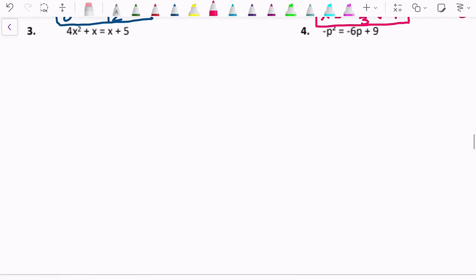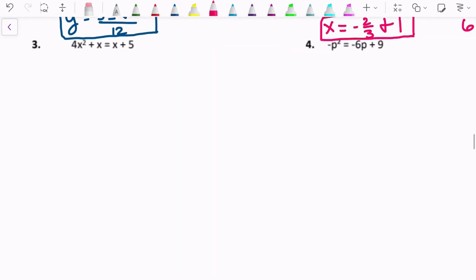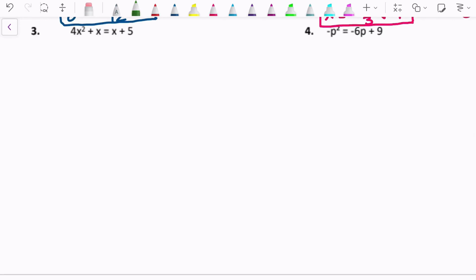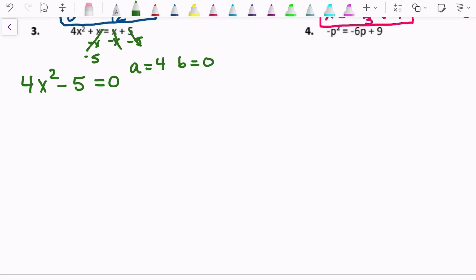Number 3. We have 4x squared plus x equals x plus 5. I want to get this in standard form. And so my first step is going to be to get this x to go over and the 5. There's nothing to combine the 5 with though. So when I do this, it's going to be 4x squared. X take away x cancels out. And then I'm going to have minus 5 is equal to 0. This is okay. A is just 4. B is just 0. And C is -5.